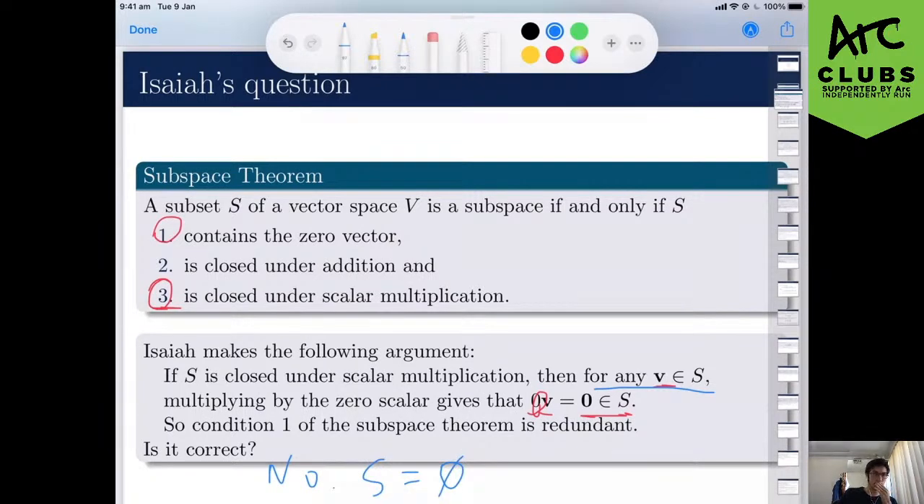If S is the empty set, then it is closed under scalar multiplication, kind of trivially. And I guess it is closed under addition as well, but it doesn't contain the zero vector. So point 1 is pretty much equivalently saying, because of this fact, that it's non-empty. And the reason that this argument was incorrect is because it assumed that there existed any v in S.